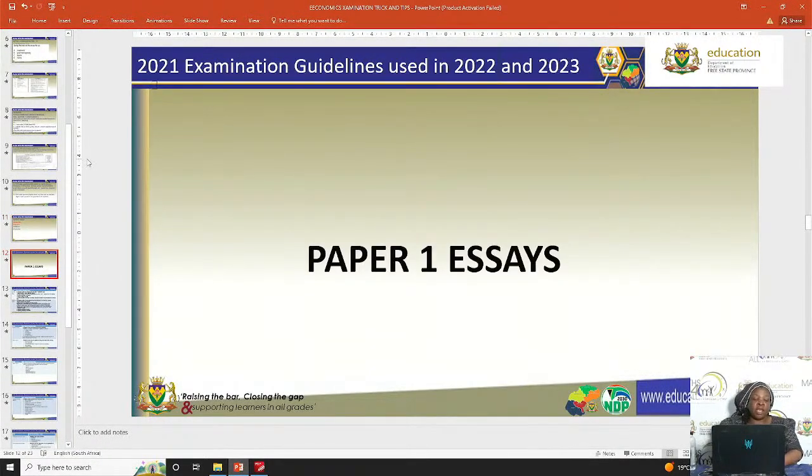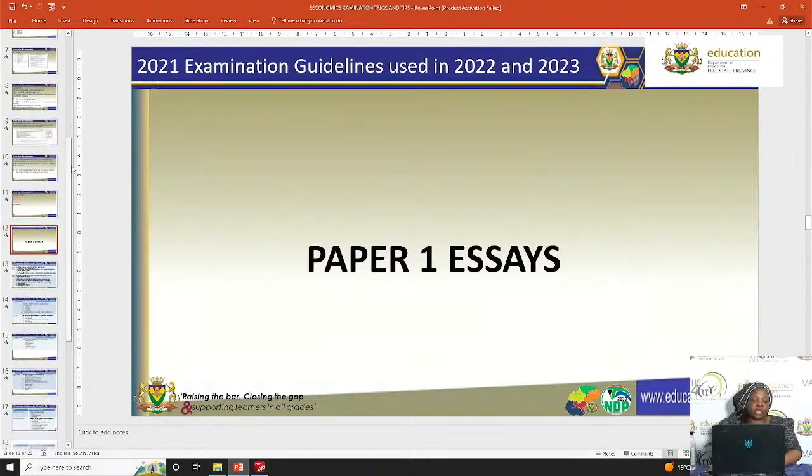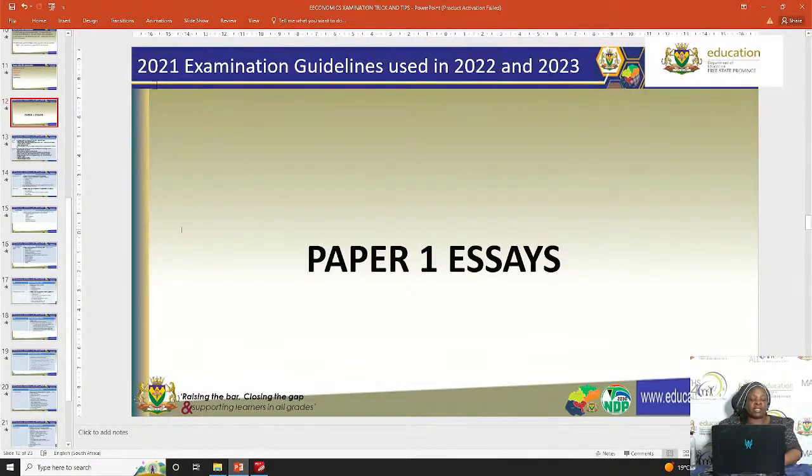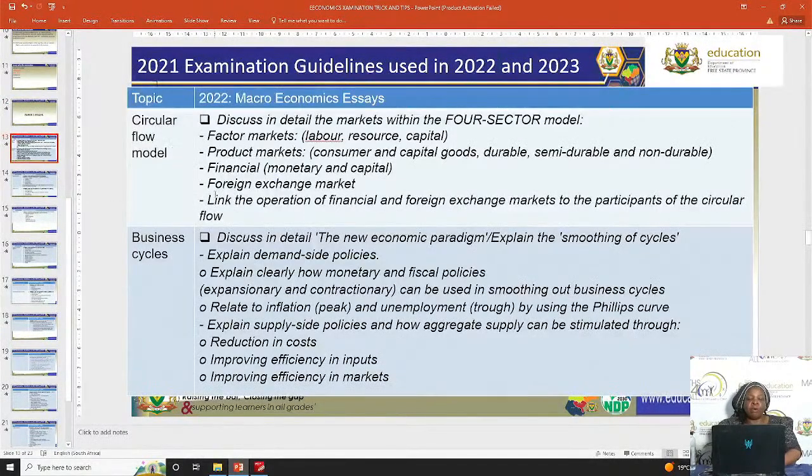Now, if we have some time, let's quickly just look at the essays that you need to tick off on your examination guideline. They're already there in your examination guideline. One, you need to discuss the circular flow. Here you must discuss the markets. I will not go at each factor, but that is basically the markets that you must discuss. If you do your circular, your business cycle, you must be able to discuss the paradigm.